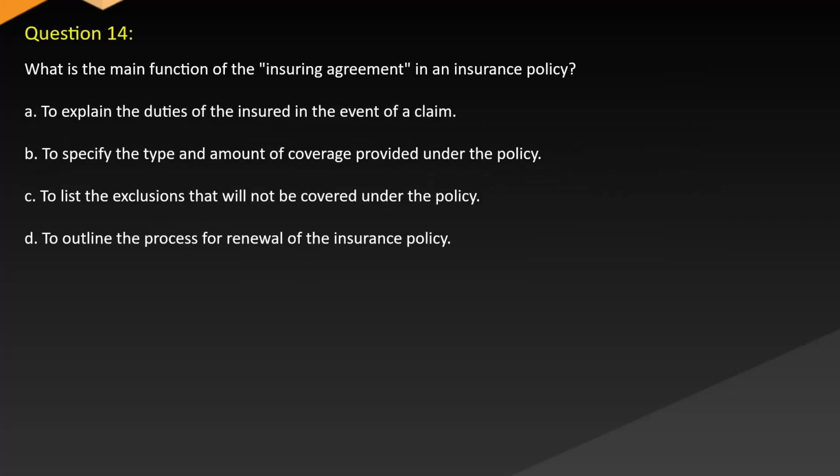Question 14. What is the main function of the insuring agreement in an insurance policy? A. To explain the duties of the insured in the event of a claim. B. To specify the type and amount of coverage provided under the policy. C. To list the exclusions that will not be covered under the policy. D. To outline the process for renewal of the insurance policy.